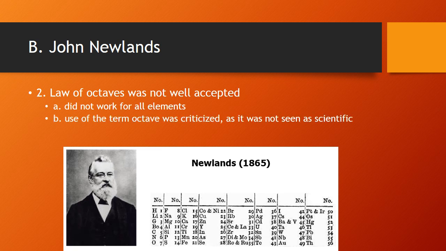Another reason it wasn't very well accepted was just because Newlands chose to use the term octave. It was not seen as a scientific term, that the terms we use in music and art shouldn't be applied to science, and so a lot of his ideas got discarded, which was unfortunate because Newlands was basically correct in his thinking. Some of the details were not necessarily correct, but a lot of his thinking was absolutely spot on, as we'll find out.